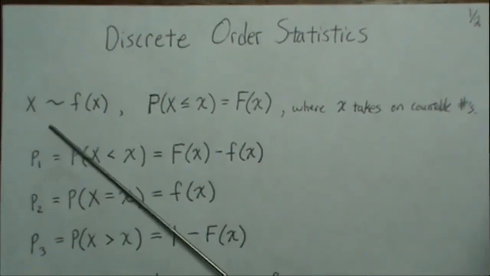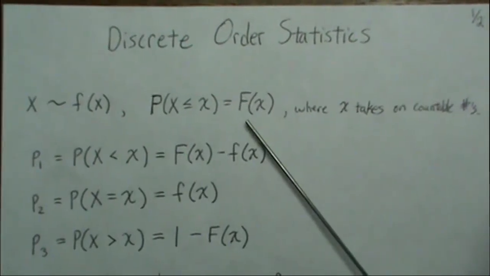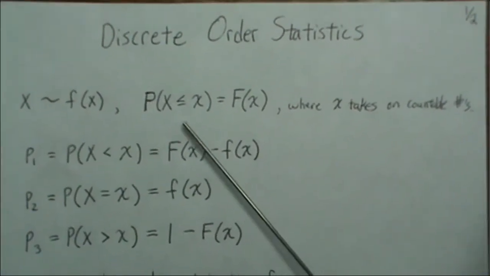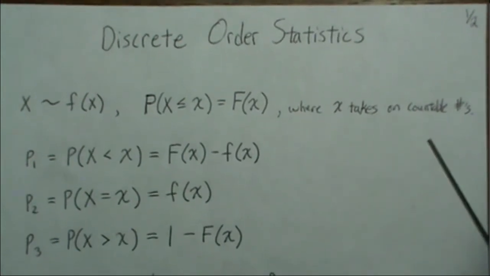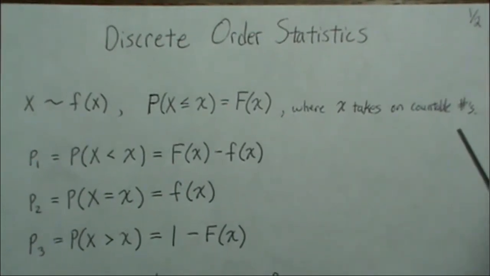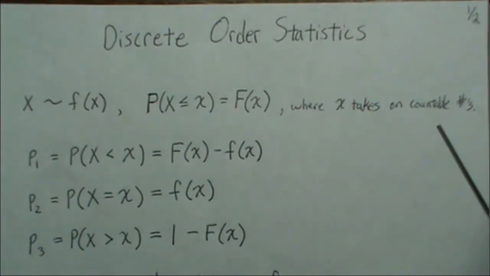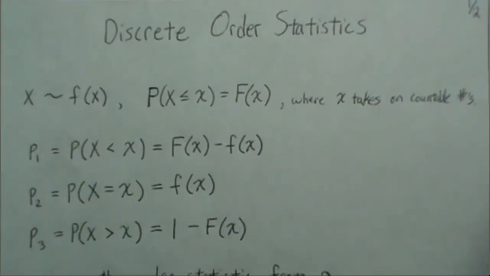X is our original data distributed with some function. The CDF, cumulative distribution function, is as we normally define it: the probability of being less than or equal to X, where X takes on a countable number of values. Now, it can be countably infinite, it doesn't matter. We're going to set up three probabilities here that we're going to use over and over, and we're going to call them P1, P2, and P3.